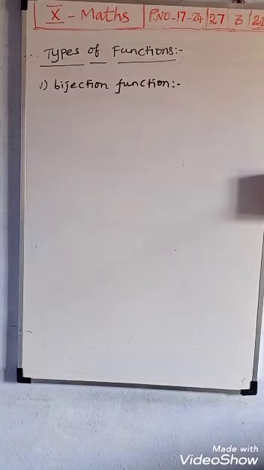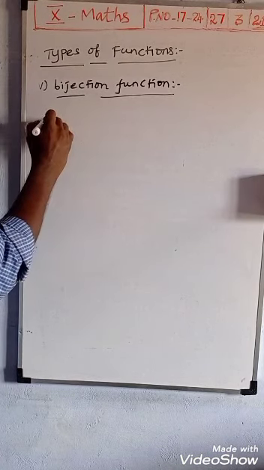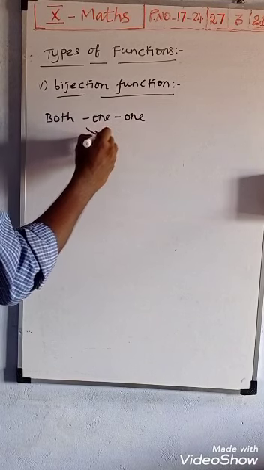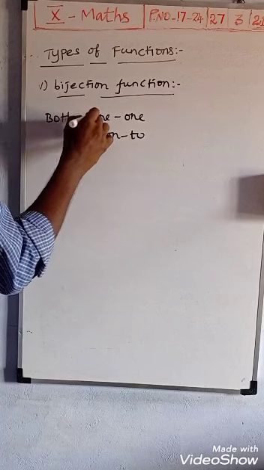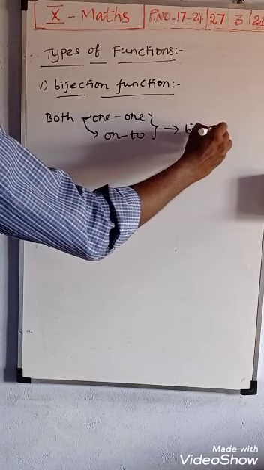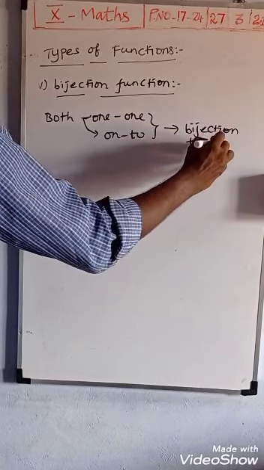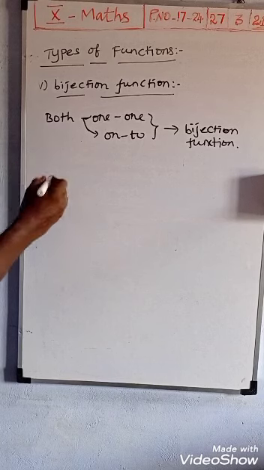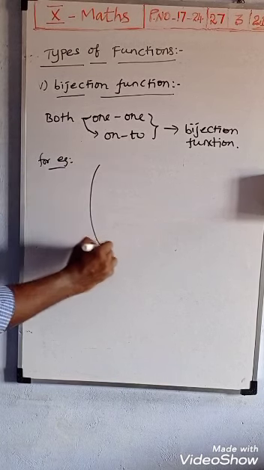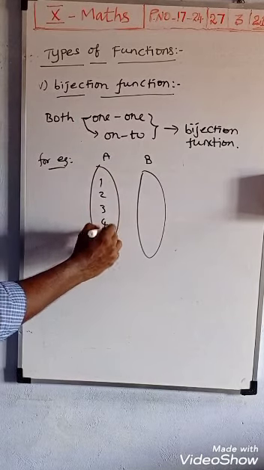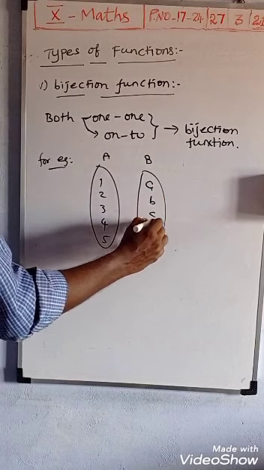Next, bijection function. What is a bijection function? You see both, one-one and onto. If both are satisfied, meaning one-one and onto, it is called bijection. If both the functions are satisfied, it is called a bijection function. Okay, for example, look at the arrow diagram. Here set A, set B. Here 1, 2, 3, 4, 5. Here A, B, C, D, E.